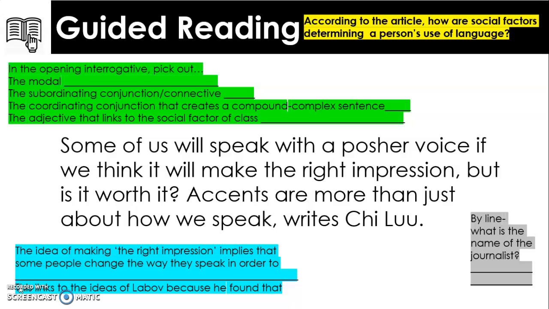Now if we just quickly zoom in on that, will speak. Modals are used to define, refine the meaning of a verb. In this case, actually, the main verb there is speak, but will speak, that modal immediately creates a degree of certainty. So some of us will speak versus some of us may speak, could speak, should speak. Will creates a tone of certainty.